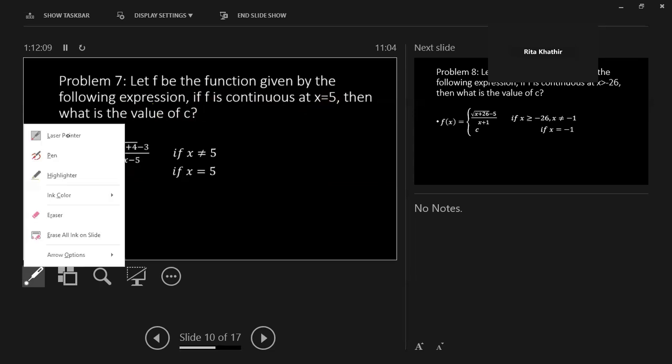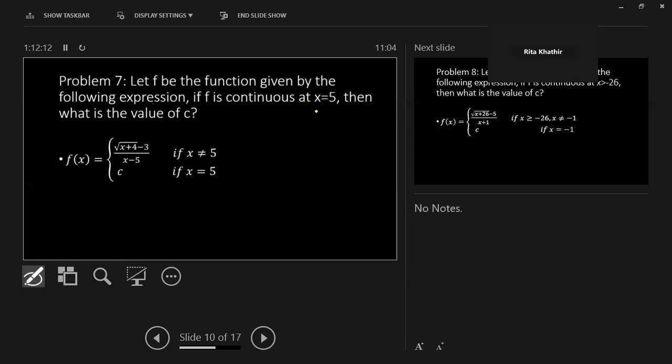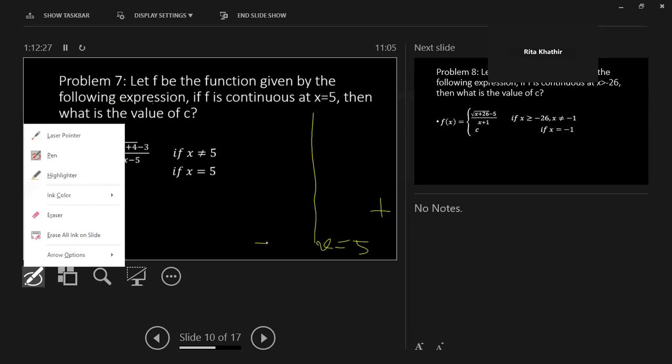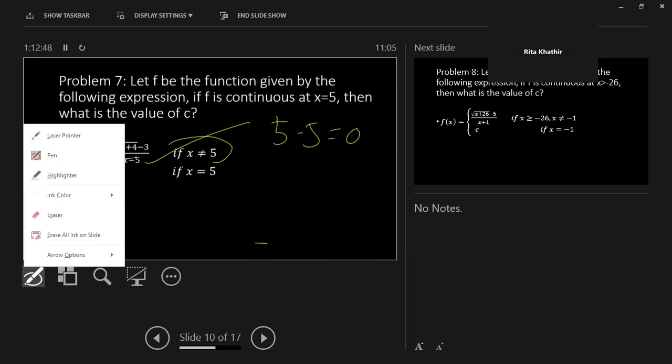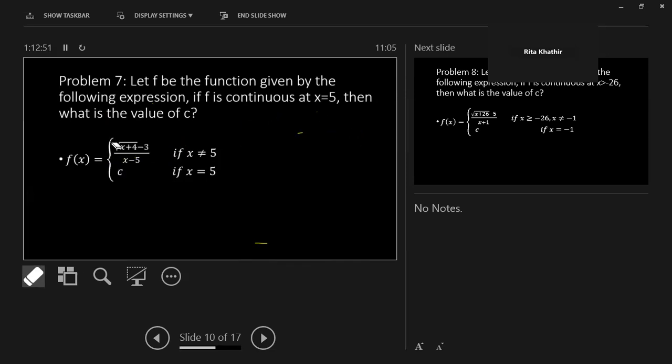In this case, if I want to draw for you, we have a line, and x equal to 5. Oh, sorry, it is not the case. The case is x is not 5. Why? Because if we put x as 5, then 5 minus 5 will be 0, then it would be over 0. That's why they put the rule.